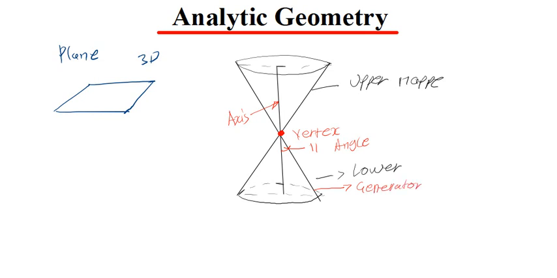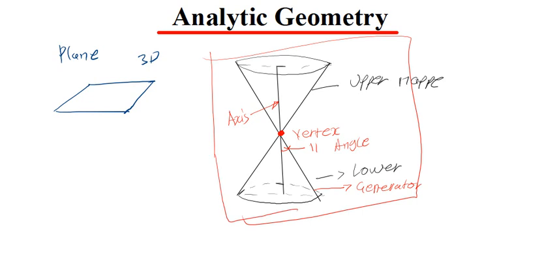Okay, what else do we need to know? That's all for now. So now the idea is that we have this double napped cone. The intersection between this plane and this double napped cone is what produces conic sections, and those conic sections are either a circle, an ellipse, a parabola, or a hyperbola.